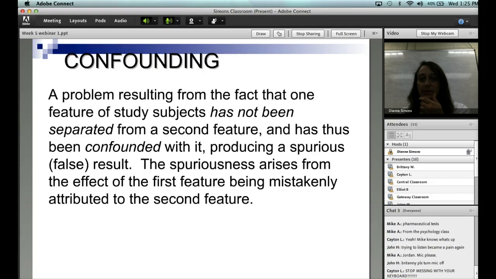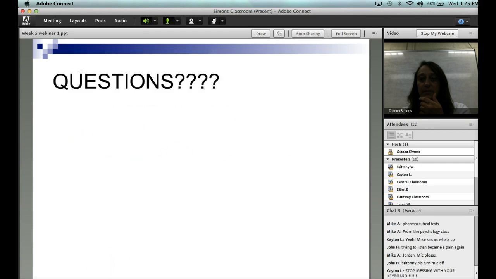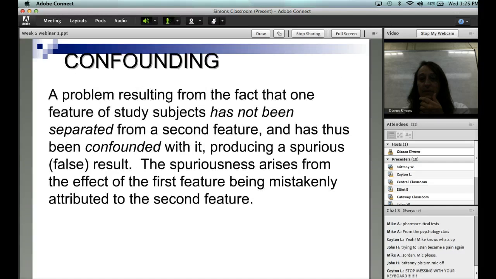So, confounding: a problem resulting from the fact that one feature of the study subject has not been separated from a second feature and thus has confounded it, producing spurious results. Again, spurious means false.